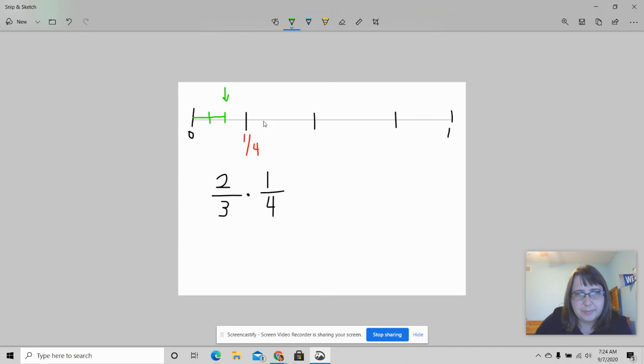So since I chopped this up into 3, I'm going to chop them all up into 3. Remember that you count the jumps, not the lines. So as I count over 1, 2, 3, 4, 5, 6, 7, 8, 9, 10, 11, 12, I see 1 is 12 twelfths. I've cut it into 12 pieces, and I've got 2 of those. So my answer would be 2 twelfths.